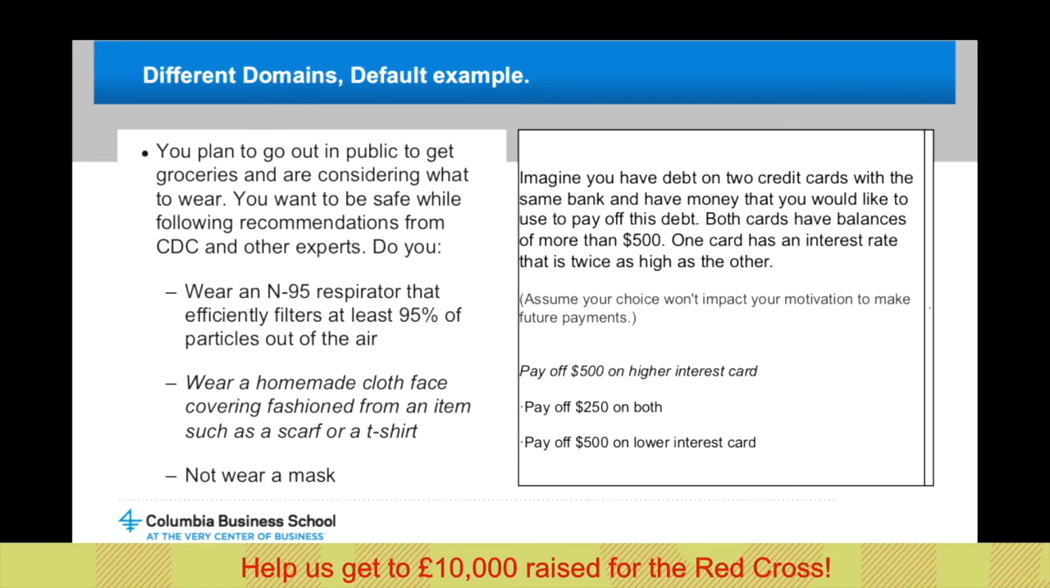Imagine you have debt on 2 credit cards at the same bank, and you have money that you would like to use to pay off the debt. Both cards have balances of more than $500. One card has an interest rate that is twice as high as the other.